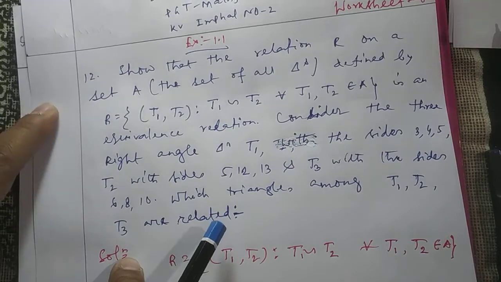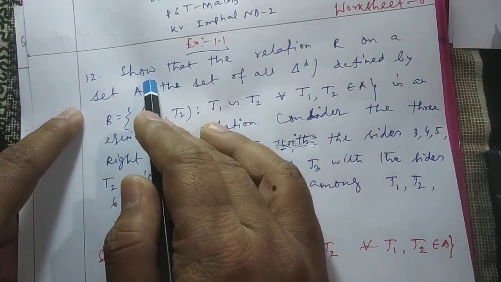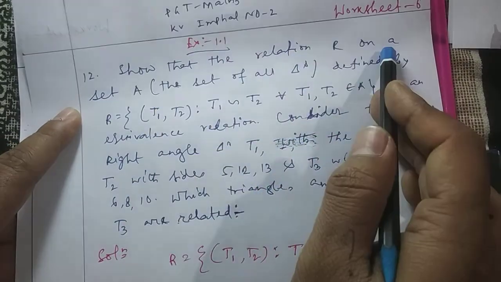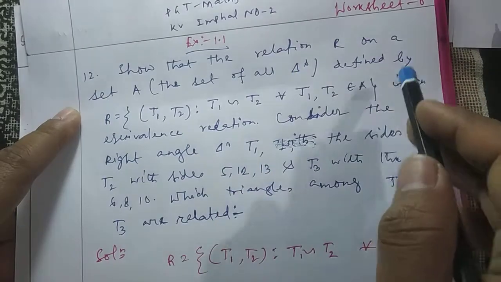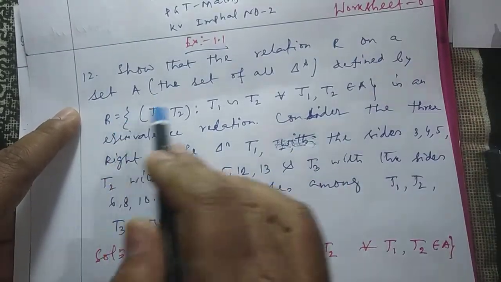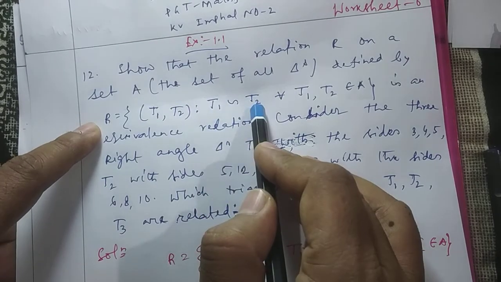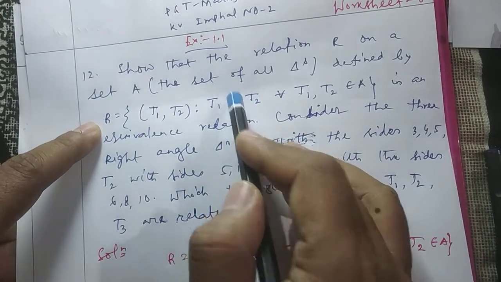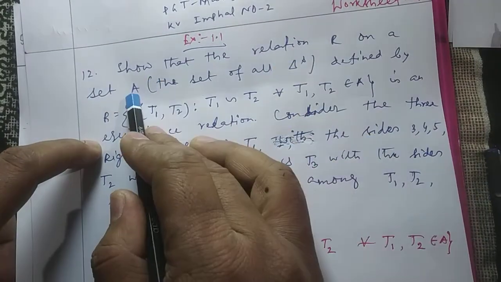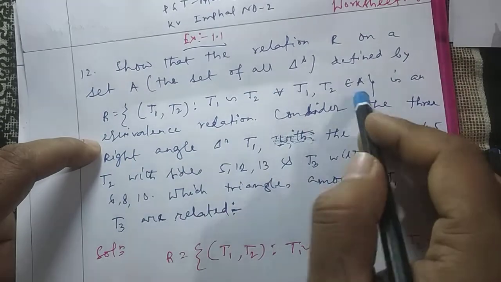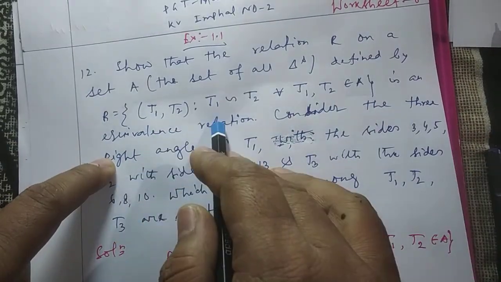Now let us come to the next question to be done, that is 12. First let us read. The relation R on a set A. What is the A here? The set of all triangles, defined by R equal to {(T1, T2) such that T1 is similar to T2}, where all the T1 and T2 will be coming from set A, meaning the triangles. Show that R is an equivalence relation.